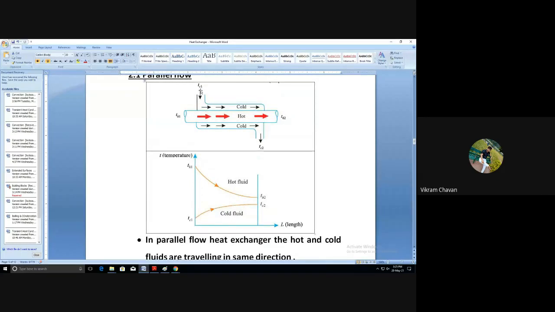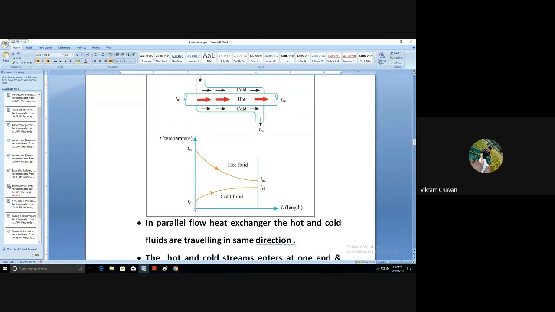From the same side, the cold fluid is entering, and the cold fluid inlet temperature is TC1. Let us say this is the inlet side for the hot fluid and cold fluid. TC1 is the inlet temperature, which is the lower temperature for the heat exchanger. When it enters the heat exchanger, it captures the heat transferred by the hot fluid through the separating wall.